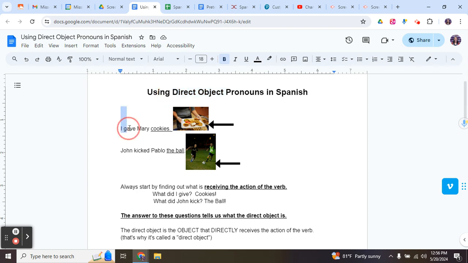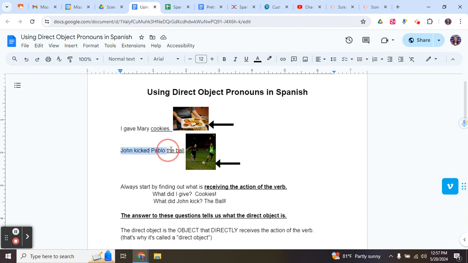So if I say, I gave Mary cookies, well, what got given? What received the action of the giving? Well, in this case, the answer is cookies, right? I didn't give Mary to someone, I gave cookies. And so we really have to look to see what's the verb, what got given, or what got kicked, as in the next sentence. What received that action?